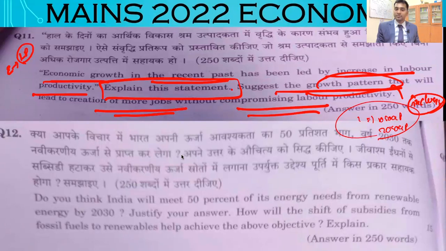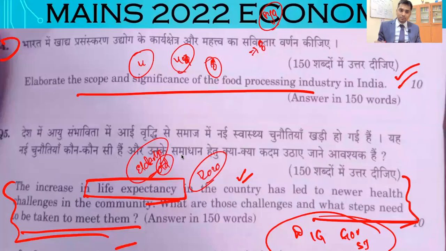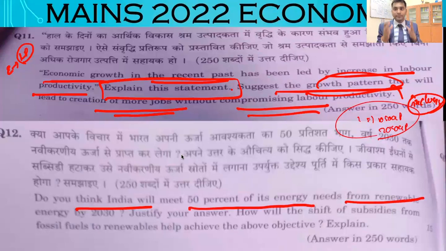Do you think India will meet 50% of its energy needs from renewable energy by 2030? Justify your answer. Obviously, as I said, this question is from the so-called energy infrastructure. Obviously, you can meet it. That is the reason why our Prime Minister, Mr. Narendra Modi, has increased the targets of our Paris climate deal to Panchamrut. Recently, we have increased. So this is a current affairs question.